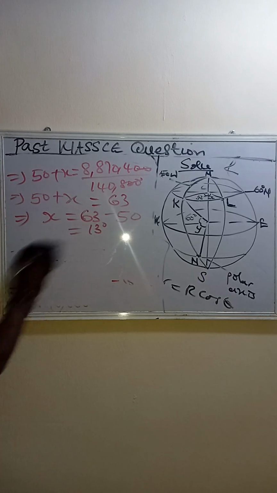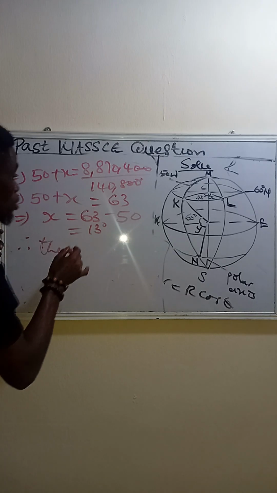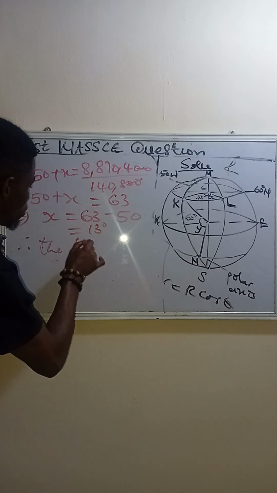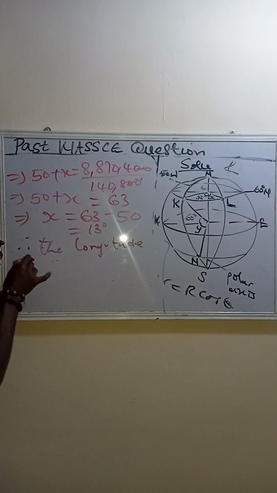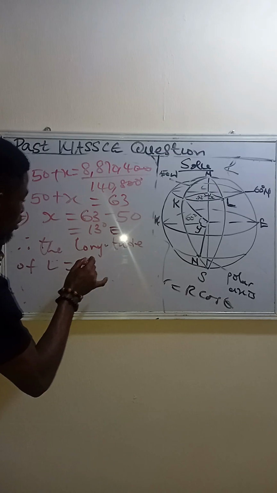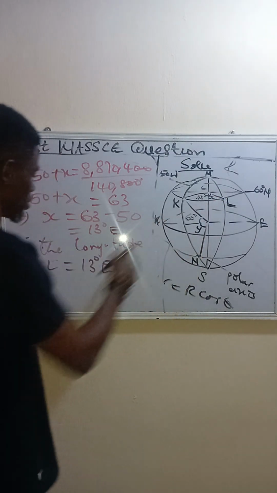Therefore, the longitude of L is 13 degrees east.